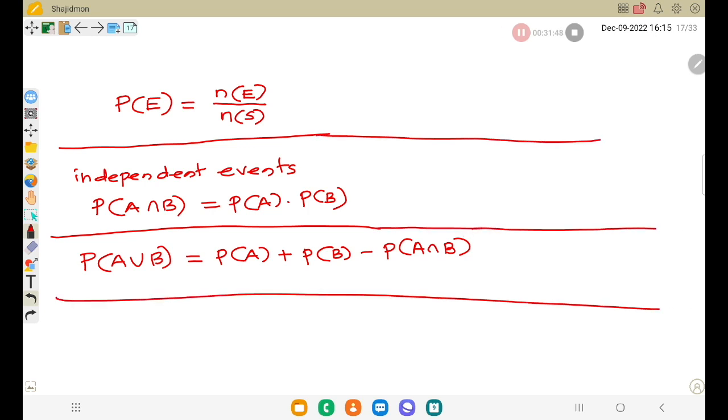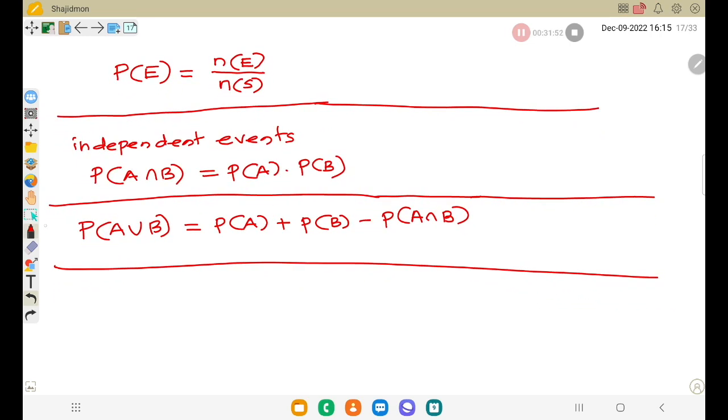After that we also discussed some other theorems and rules, like the probability of A complement, correct? What is the probability of A complement? 1 minus probability of A.